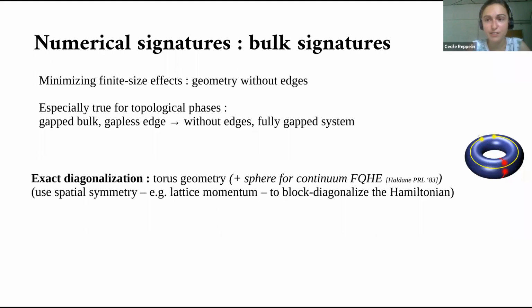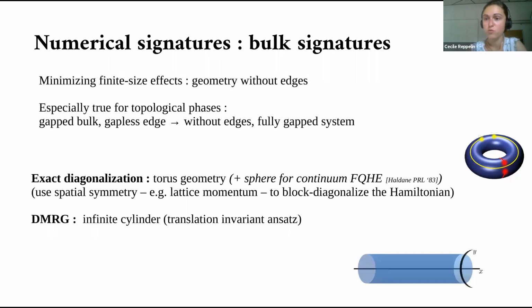The additional advantage of this geometry is that you have the maximum amount of spatial symmetries. So you can use the corresponding quantum number, the momentum on the lattice, for example, to block diagonalize the Hamiltonian. That will reduce the size of the blocks when you diagonalize the Hamiltonian within a restricted Hilbert space, restricted to one quantum number.